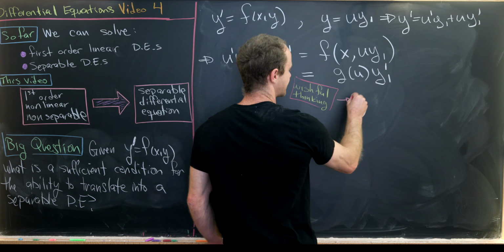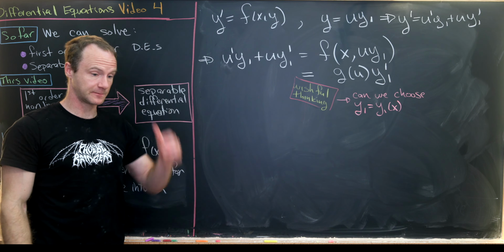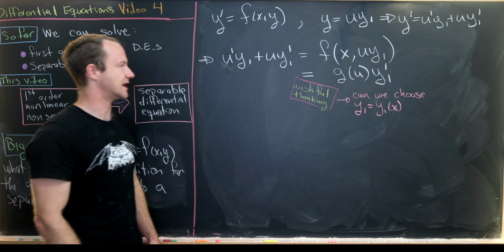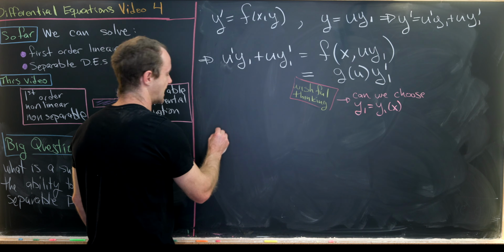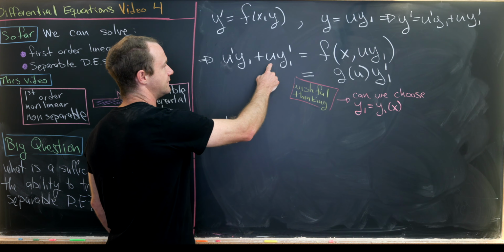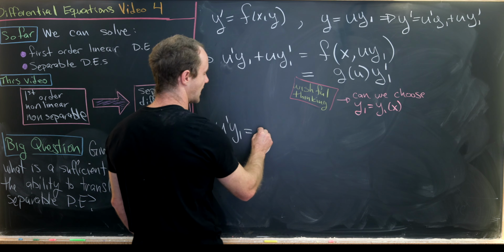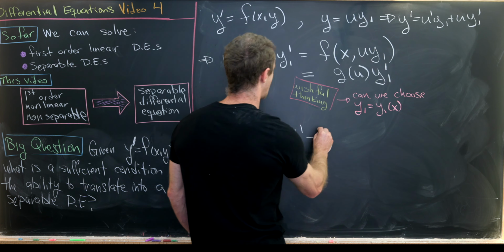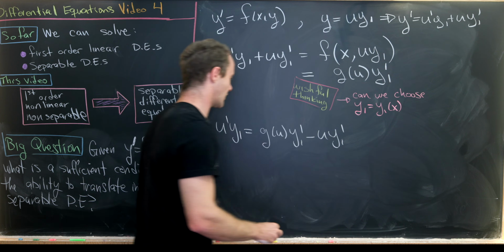So our wishful thinking is, can we choose y1? Remember, y1 is a function of x that makes this occur right here. Okay, so if we can, what does our differential equation look like? Well, it looks like this. We have u prime times y1, and then we'll move the u times y1 prime over, and that'll look like g of u times y1 prime minus u times y1 prime.